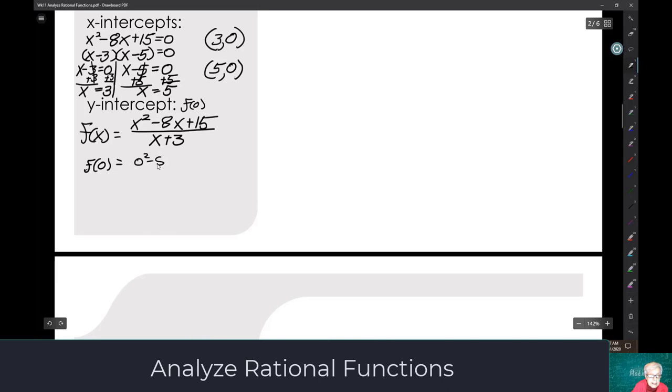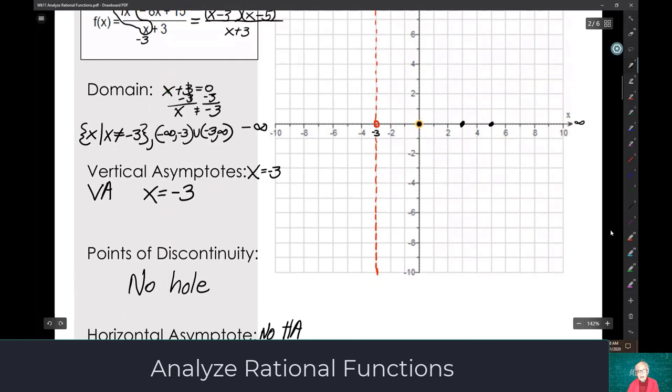So 0 squared minus 8 times 0 plus 15, over 0 plus 3. Well, that's going to be 15 over 3, which is 5. Now this is 5 on the y-axis, so your y-intercept is the point (0, 5), and it's located here.